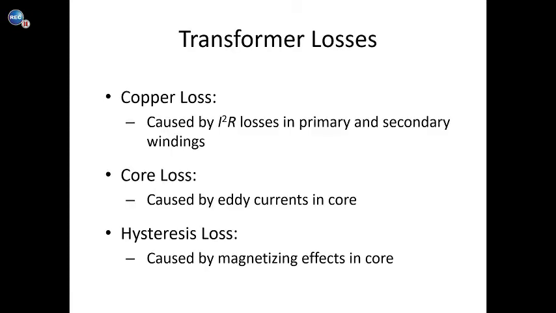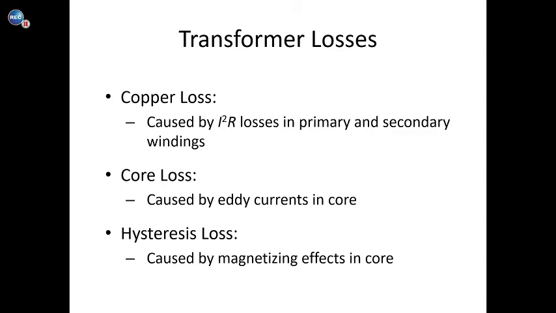Now the transformer is not 100% efficient. There are losses due to the copper. The copper that makes up the windings does have resistance, and so we can calculate the power lost to the resistance of the copper windings by using P equals I squared R, where R is the resistance of the coil and I is the current passing through the coil.